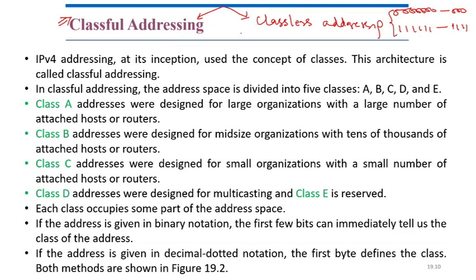So there is a criteria to identify different ranges of addresses. These ranges of addresses are divided into classes. That method is called classful addressing. Another method is classless, meaning there is no specific class. You can use any address at any time. So that is classless addressing.